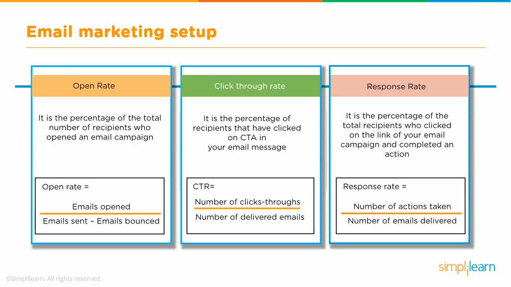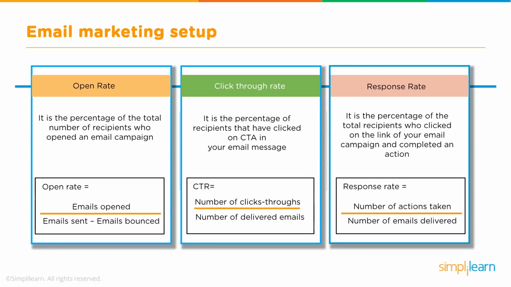Click-through rate, that's where the messaging and call to action is so important. We want to get people to click on that call to action. And then the response rate, we want them to buy. So those are our 3 key metrics related to email marketing. So let's take a look at an example.